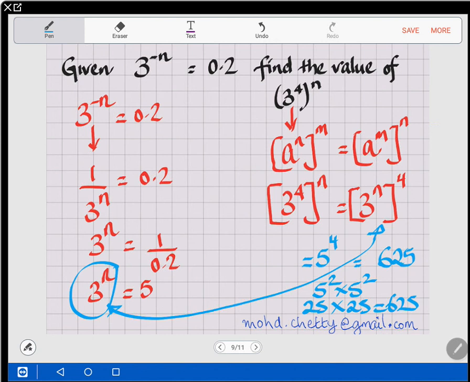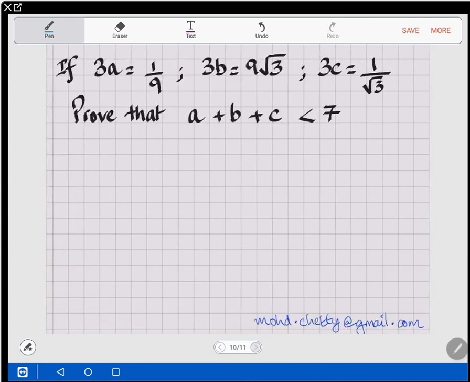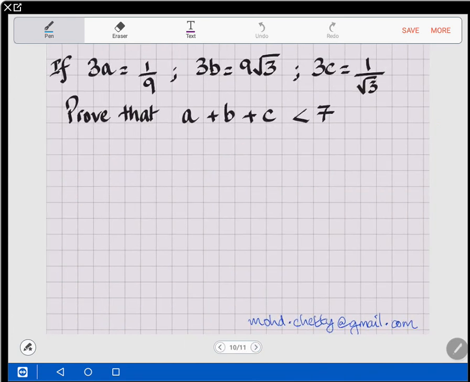Ça, c'est une question que l'on a considérée comme une question difficile de l'examen. Mais quand je regarde, au fait, il n'y a pas de difficulté là. Ok? Dernière question. Ça, il est assez compliqué. If 3 to the power of a is equal to 1 over 9, 3 to the power of b is equal to 9 times root 3, and 3 to the power of c is equal to 1 over root 3, prove that a plus b plus c is less than 7.